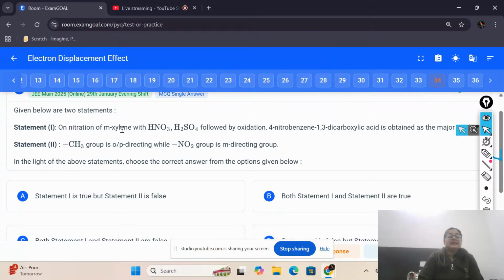Nitration of meta-xylene, which carries CH3 groups at the meta position, the 1,3 position. With nitric acid and sulfuric acid, on oxidation it gives 4-nitrobenzene-1,3-dicarboxylic acid. Yes, nitration occurs at the fourth position and the CH3 group is turning into a COOH group. This is the correct statement. CH3 is ortho-para directing and NO2 is meta directing. Both are correct statements.